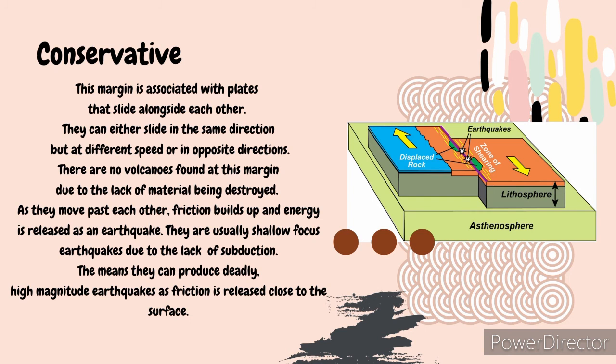As they move past each other, friction builds up and energy is released as an earthquake. They are usually shallow focus earthquakes due to lack of subduction. That means they can produce deadly, high magnitude earthquakes as friction is released close to the surface.